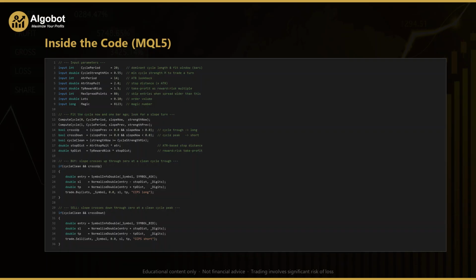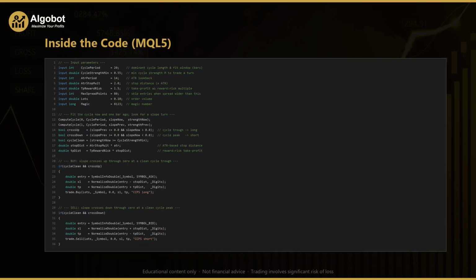Look at the buy block. When CycleClean is true and cross-up is true, the wave has turned up at a clean trough. The EA reads the ask price as its entry, sets the stop loss a stop distance below, sets the take profit the reward to risk distance above, and calls trade.buy with those levels.